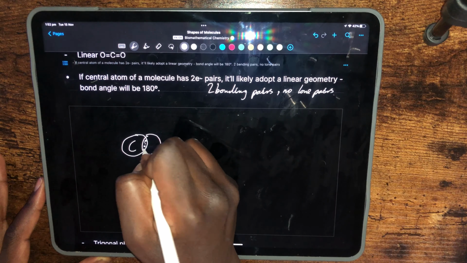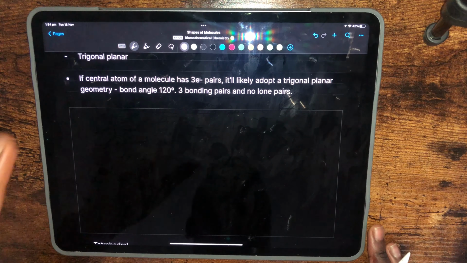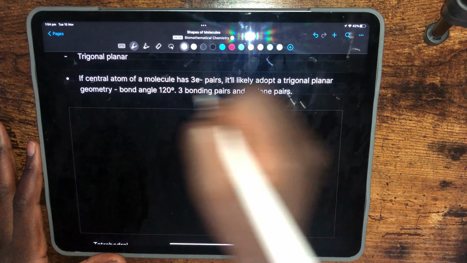Alright, let's go to trigonal planar. If a central atom of a molecule has 3 electron pairs, it will likely adopt a trigonal planar geometry. The bond angle is 120 degrees, and there's 3 bonding pairs and no lone pairs. So with 3 electron pairs, if I was to use, let's say, boron trifluoride, or BF3.